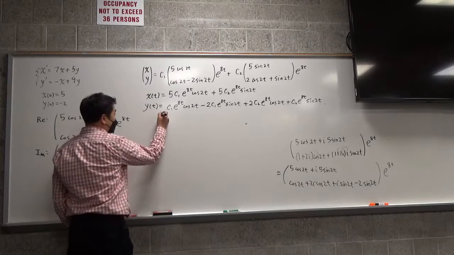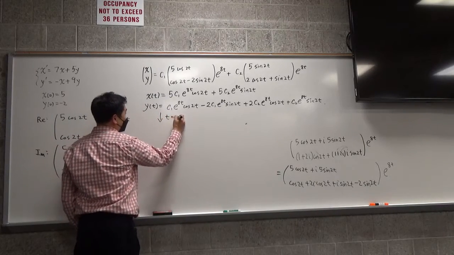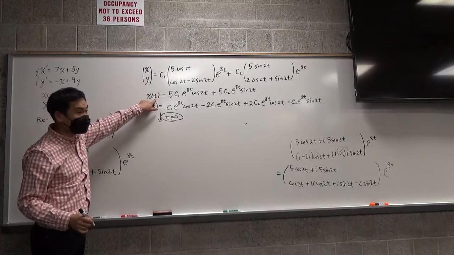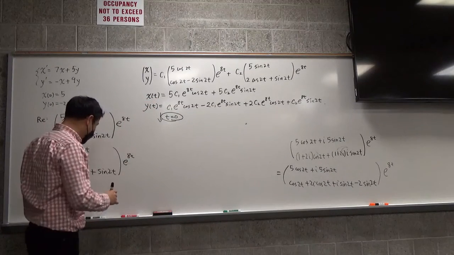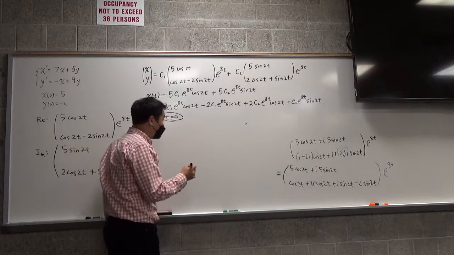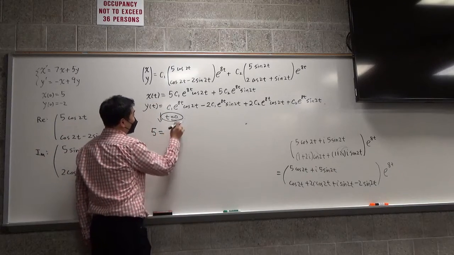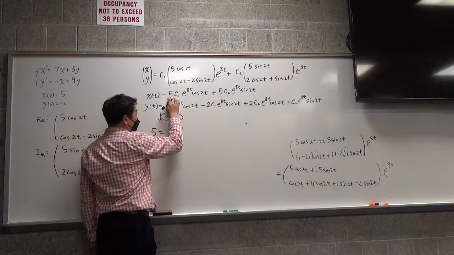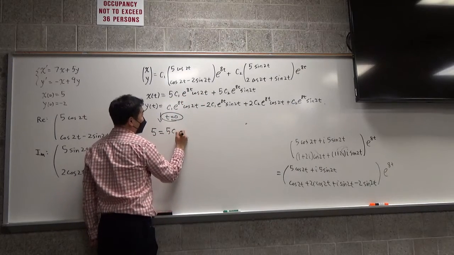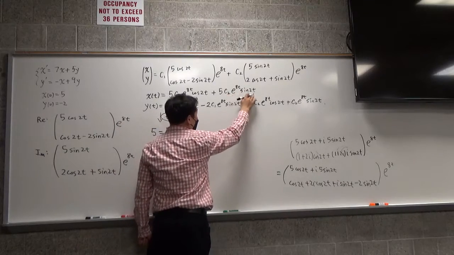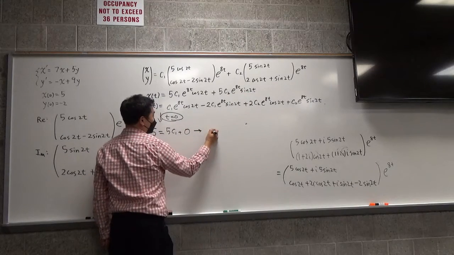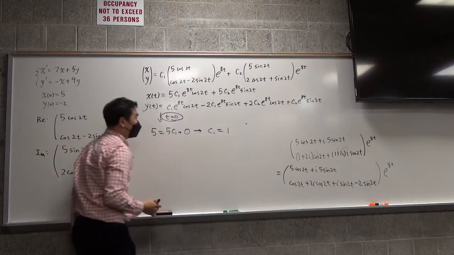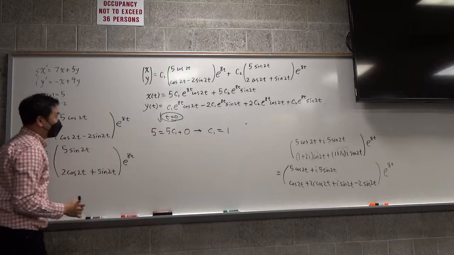Now let's try to plug in t equals 0 on both sides. On the left side, if you plug in t equals 0, you get x of 0. What is that? 5. It's given as 5. On the other end, cosine 0 is 1, e to the 0 is 1, so you get 5c1. If you plug in 0 here, sine 0 is 0, so you just get 5c1. If you divide 5 on both sides, you get c1 as 1. That was easy.